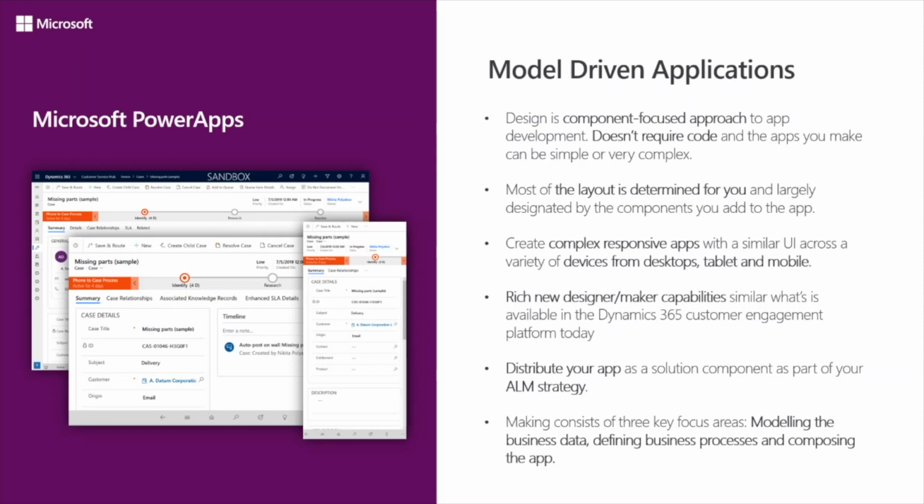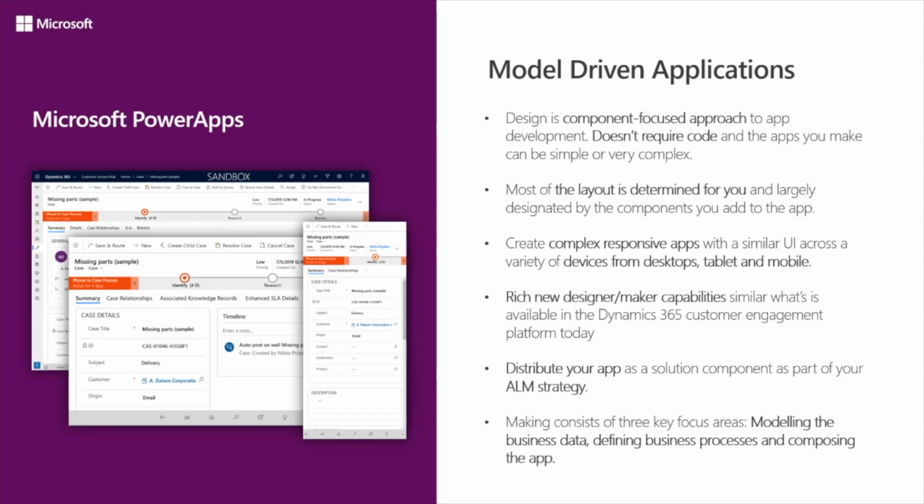And then, in regard to building these applications, it really consists of these three key focus areas that we have there at the end. First of all, you need to model your data model, modeling the business data that you're going to have. Then once you have all of your entities and attributes, you need to define your business processes. You need to define those forms. You can leverage things like business process flows.